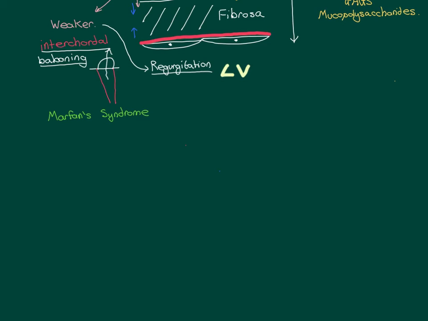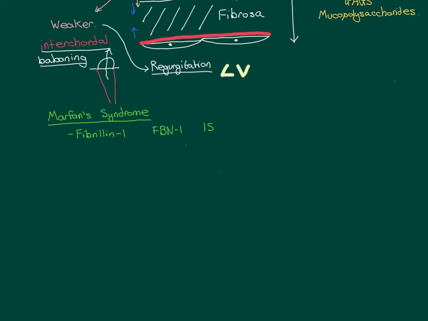You're going to get problems with connective tissue all over the body, and it's caused by a problem with the production of the protein fibrillin-1. So fibrillin-1 is a polypeptide that is coded for by the gene FBN1. So the gene for fibrillin-1 is called FBN1, which is obviously just an abbreviation for fibrillin-1. And this gene is present on chromosome 15.